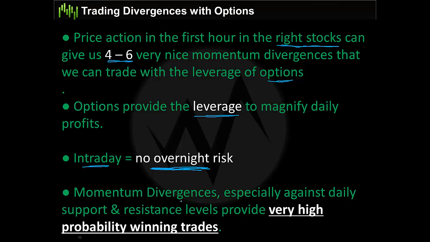Now, these momentum divergences, especially when we trade them against daily support and resistance levels, provide, and this is important, why we trade them. They are very high probability winning trades. Okay, they're very high probability. It's not only that we get 4 to 6 opportunities every day, but they are very high probability, and if you trade them well, there's a very good chance that these trades will earn money.